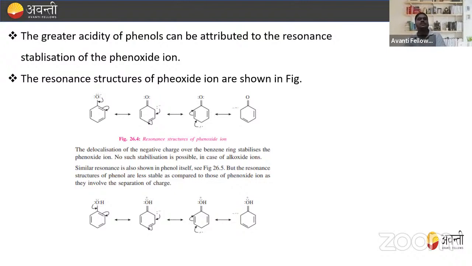Now, similar resonance is also shown in phenol itself, but the resonance structures of phenol are less stable as compared to those of the phenoxide ion, as they involve the separation of charges, right? That's why the phenoxide ion is much more stable as compared to the phenol. And in both we have resonance, delocalization of electrons takes place.